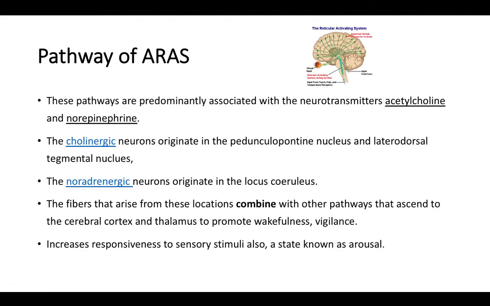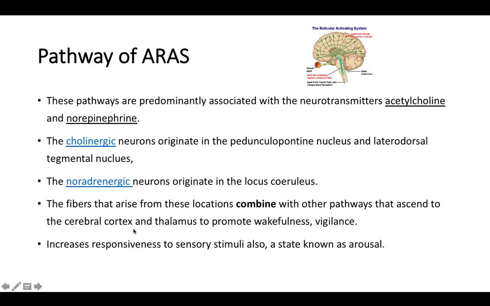Now, what are the main neurohormonal substances which are associated with the activating system? Predominantly it is acetylcholine and norepinephrine. The acetylcholine or cholinergic neurons originate in the pedunculopontine nucleus and laterodorsal tegmental nucleus of the reticular formation. Noradrenergic neurons originate in the locus ceruleus.